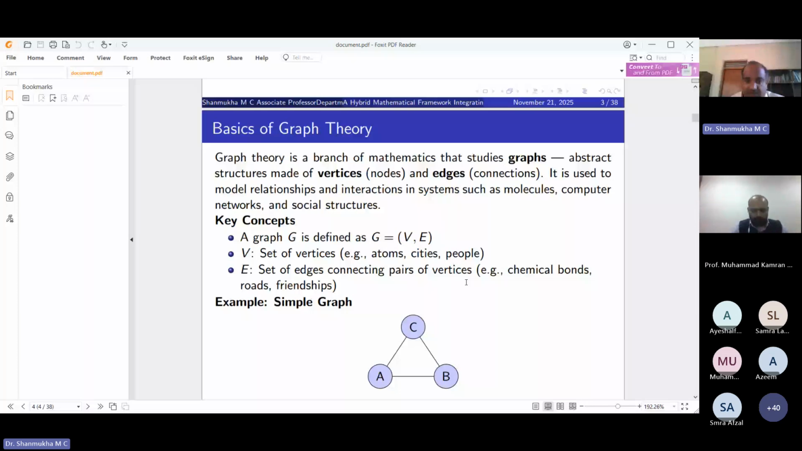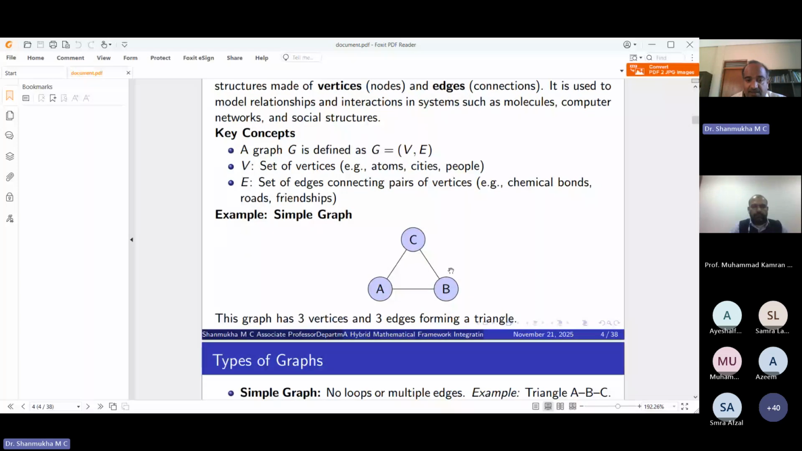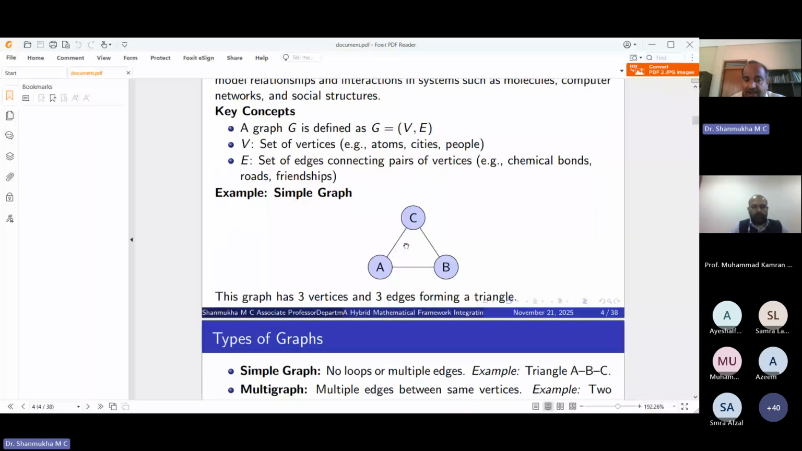Set of edges, examples are chemical bonds, roads, and friendship. Here we consider one simple graph. This is an example of a simple graph, and this graph has 3 vertices and 3 edges. Here the vertices are called A, B, and C. The edges of the graph are A to B, B to C, and A to C. So we have 3 vertices and 3 edges forming a triangle.